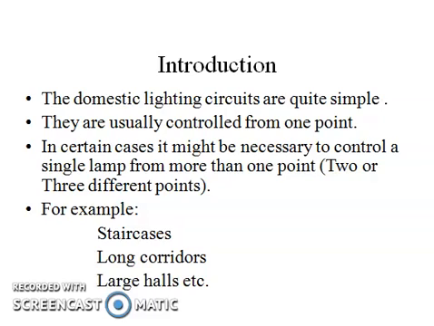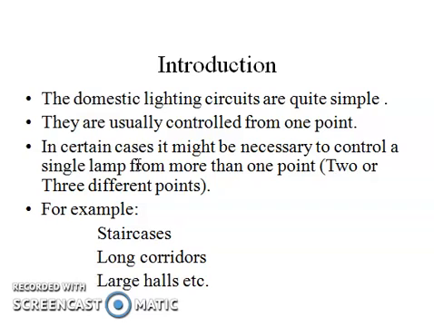And another case: whenever we are on the first floor and we want to switch off the lights on the ground floor, in that case also we need to control the single lamp by using two-way control. The meaning of this is that one lamp is controlled by two different switches. Usually in homes, one lamp is controlled by one particular point, but in certain applications we control the lamp by using two switches. That is called two-way control of a lamp.